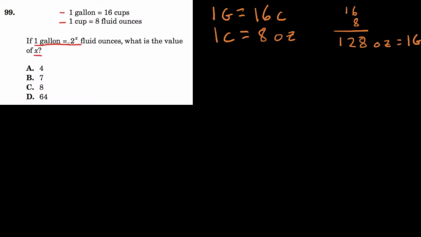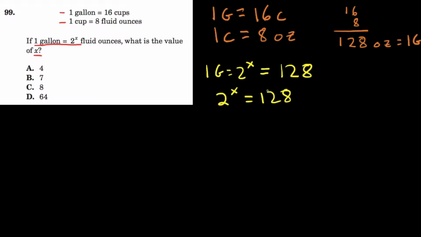Now let's look at the actual question, which is if 1 gallon equals 2 to the x fluid ounces, what is the value of x? So 2 to the x fluid ounces also equals 128 ounces. Meaning the question they're actually asking is 2 to the x equals 128, and what is x?